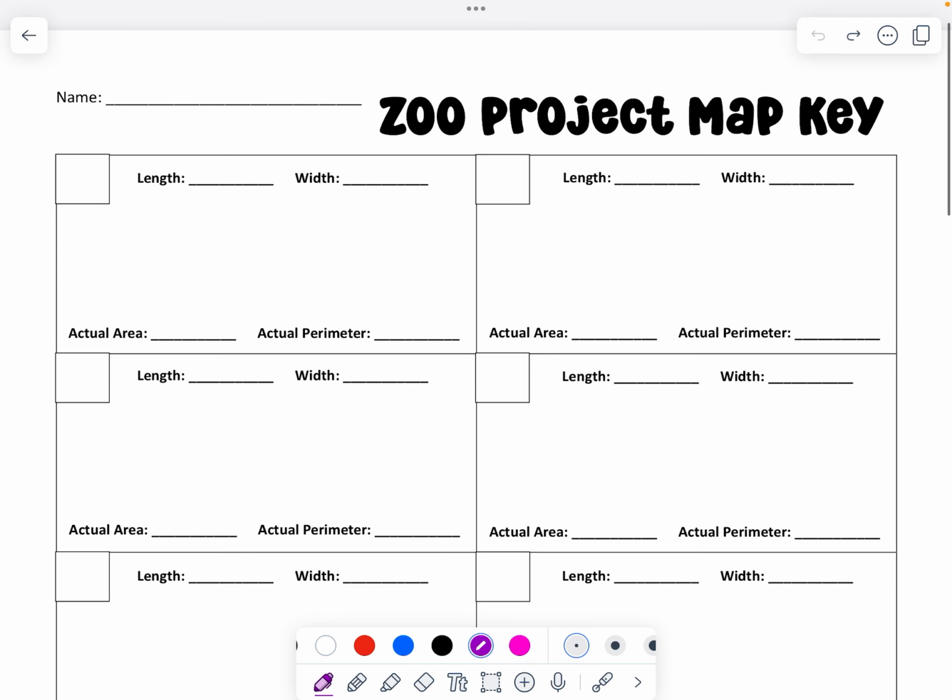So really quickly, I'm going to go over how to do the map key. At the end of this project, you're going to be turning in your purchase order, your poster paper on the grid paper, and then this map key. And this is just the final thing that you have to do. This will be the very last thing. And so I wanted to explain it so that hopefully you guys understand how to do it while I'm gone.